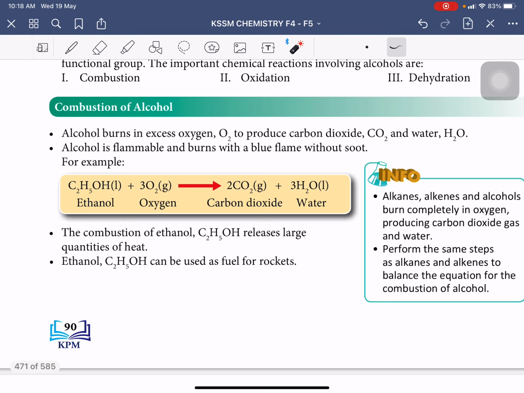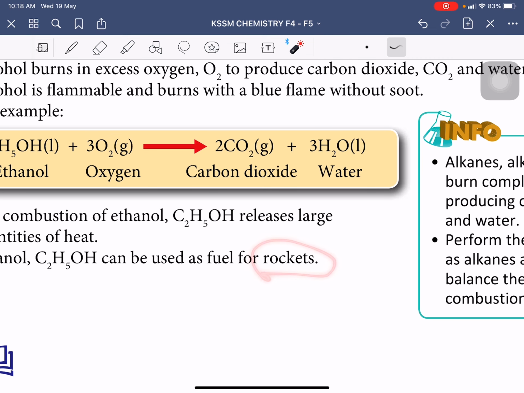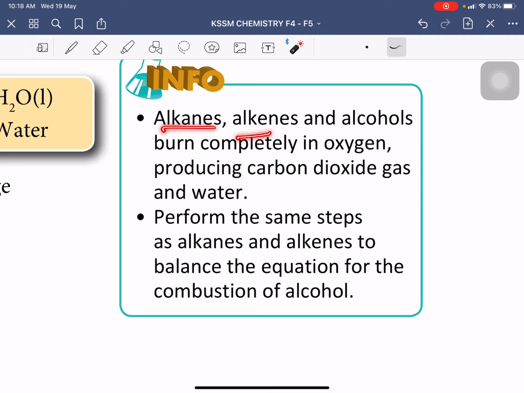So it's actually a clean fuel. So ethanol, oxygen, carbon dioxide, water. The combustion of ethanol releases large quantities of heat. So ethanol can be used as fuel for rockets. Not for cars, but for rockets. Alkanes, alkenes, and alcohols burn completely in oxygen, producing carbon dioxide gas and water.